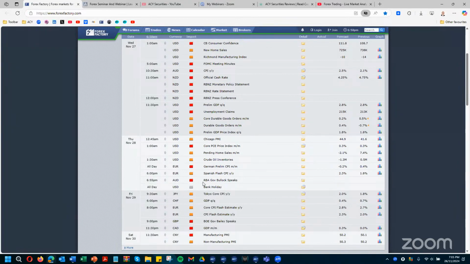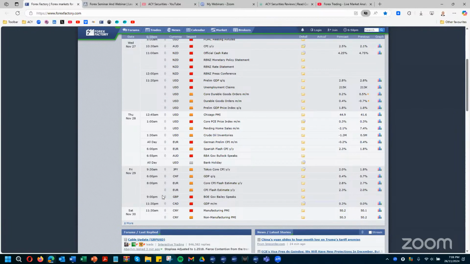6:55 for Aussie, we have RBA Governor Bullock speaking. Then into Friday, in the evening, 9 p.m. for the pound, Bank of England Governor Bailey speaks. 11:30 p.m. for Canada, we have GDP month-on-month figures. And China manufacturing PMI coming out at 11:30 a.m. on Saturday, where the market will be closed. But if that comes out with a nice fruitful number, then of course it could affect how the Aussie crosses and New Zealand crosses start the morning at the start of the new week.